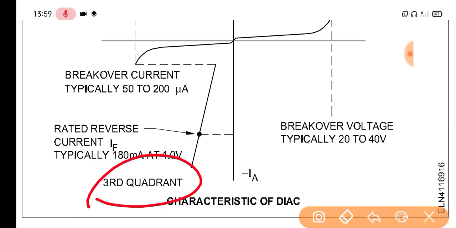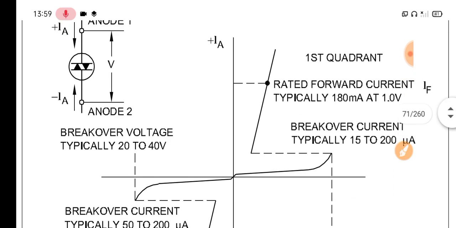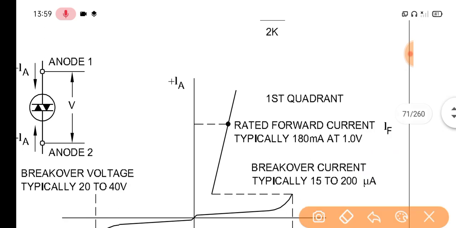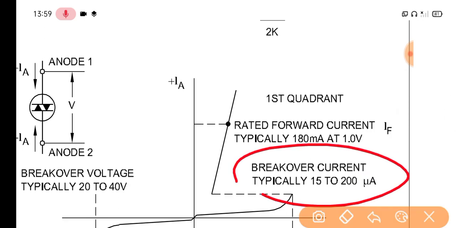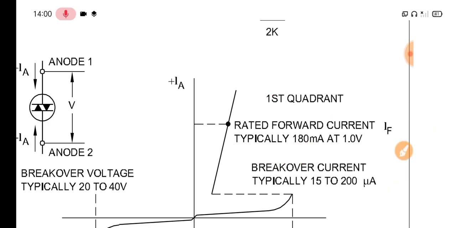This is the third quadrant characteristics of the diac, minus A, breakover voltage typically 20 to 40 volts, and this is the breakover current, typically 15 to 200 microampere. This is the first quadrant, and this is the rated forward current IF, typically 180 milliampere at 1.0 volt.